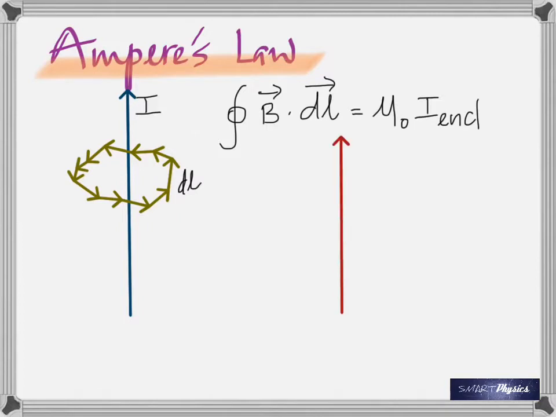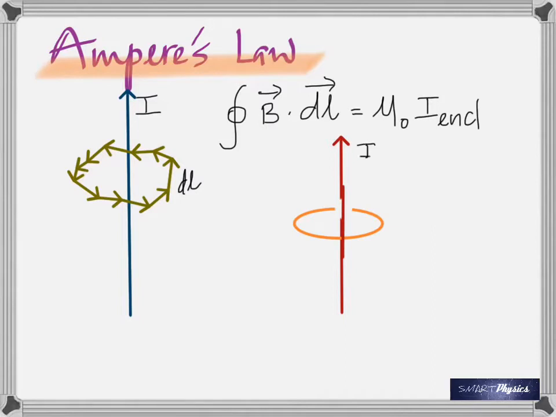Let's take a look at that again. When you see this symbol, that means it's closed. It's a closed integral of the dot product of B and the length of the segment. Now remember, dot product always comes out to cos theta, isn't it? And that would be equal to mu naught times the current inside that loop. In this example, what's the current inside the loop? It's I, isn't it?